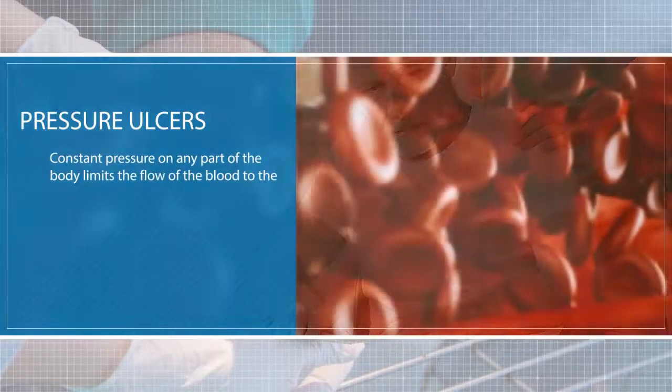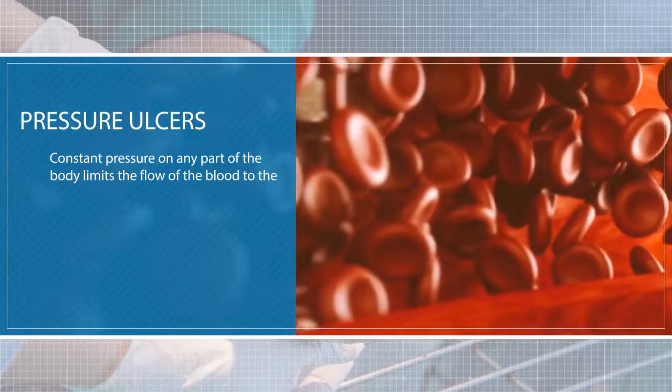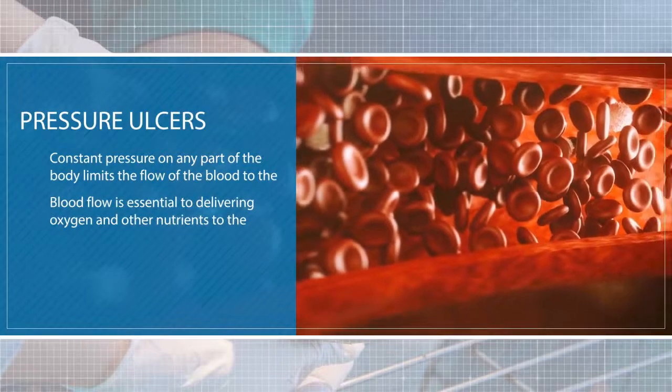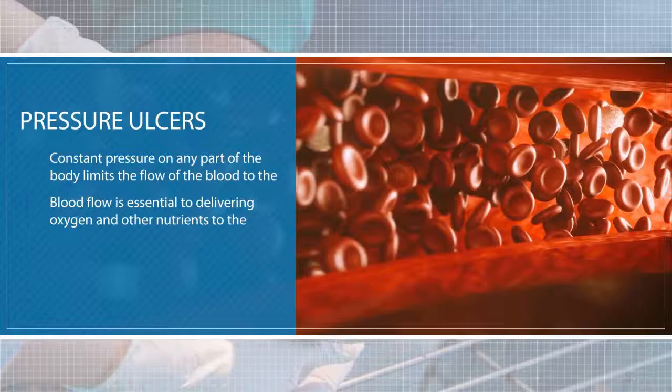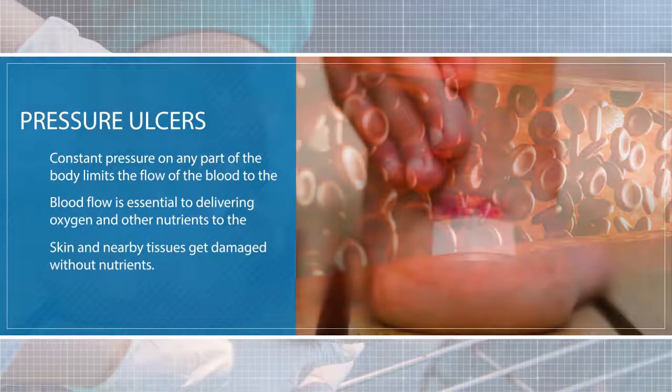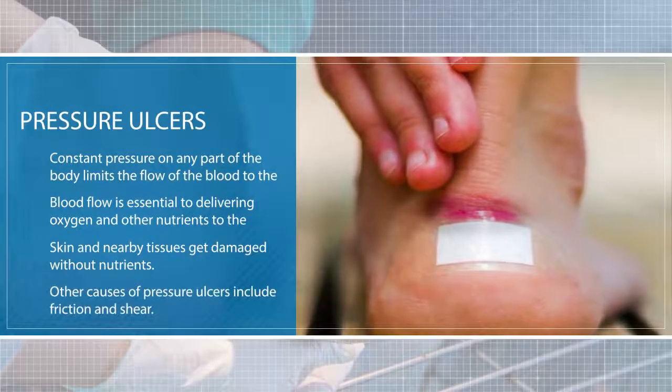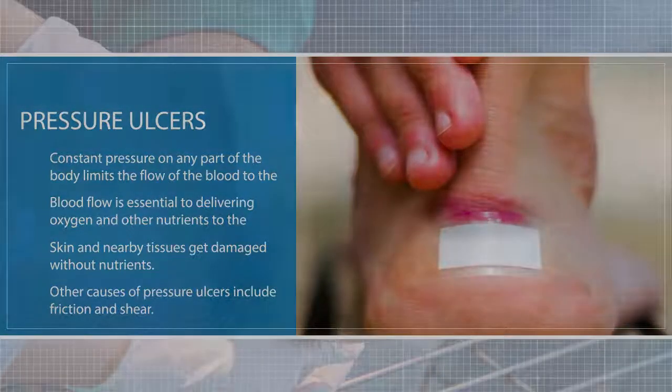Constant pressure on any part of the body limits the flow of the blood to the tissues. Blood flow is essential to delivering oxygen and other nutrients to the tissues. Without these nutrients, the skin and nearby tissues are damaged and may eventually die. Other causes of pressure ulcers include friction and shear.